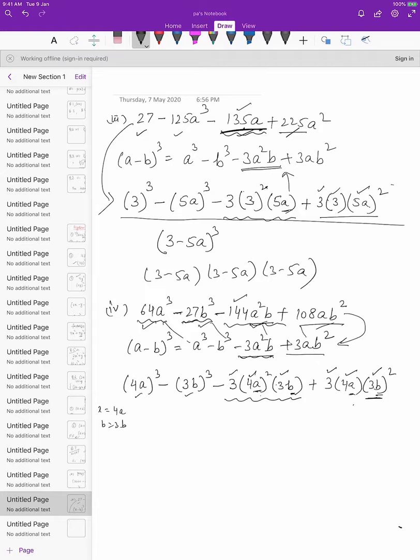So can I write this expression in the form of (a minus b) whole cube, where what we had chosen for a and b, a was 4a and b was 3b. So (4a minus 3b) whole cube, or I can write it as (4a minus 3b) into (4a minus 3b) into (4a minus 3b). This is the factorized form of the given expression.